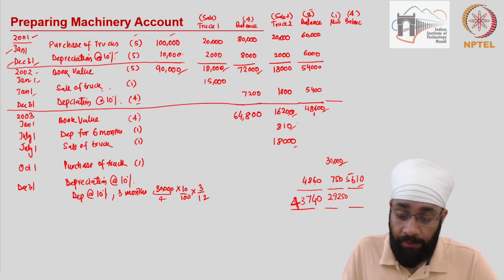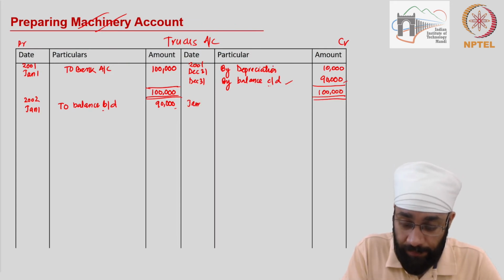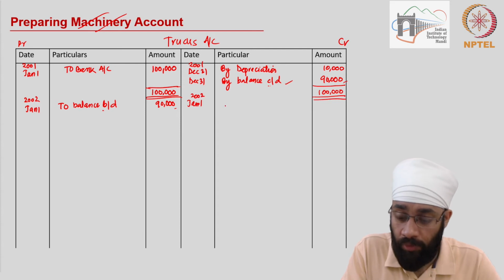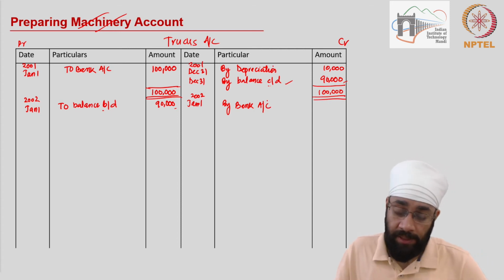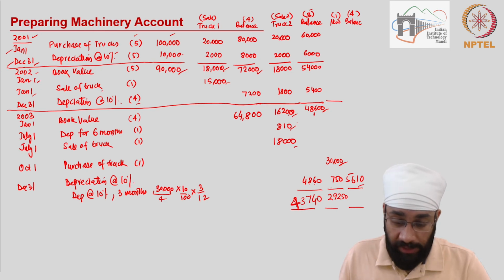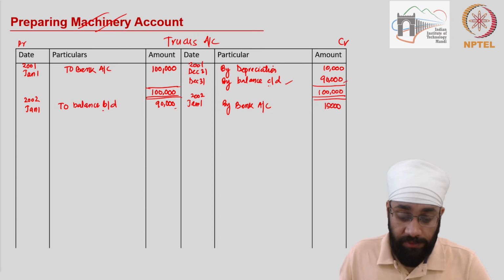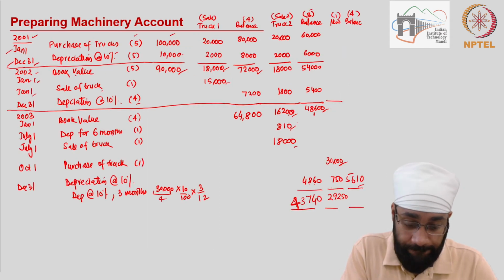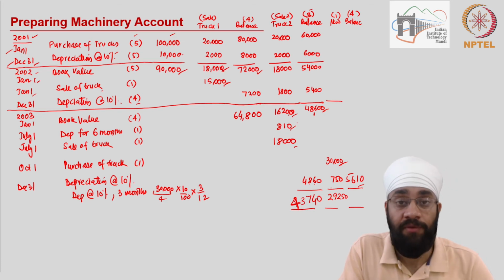Alright, the next transaction is on January 1st only. You are selling a truck for 15,000. So on January 1st, 2002, I'm going to write by bank because that's the transaction. Bank account debit to trucks. That's how the sale of a truck is recorded. And the money that you're getting is 15,000. And there is a loss of 3,000 on this truck.